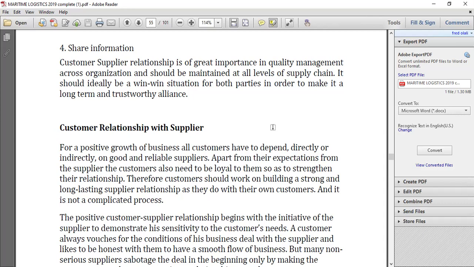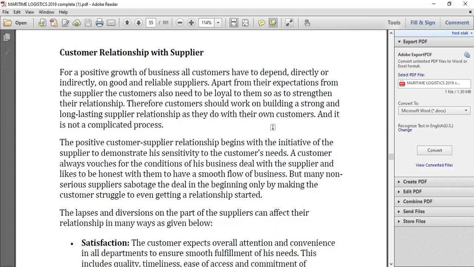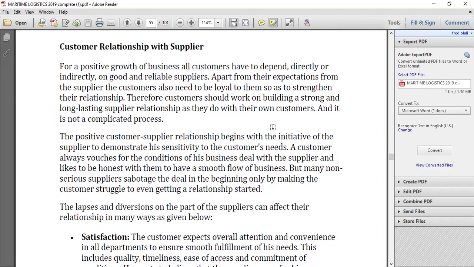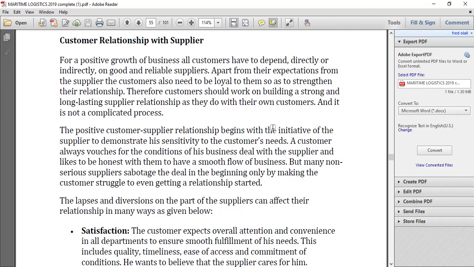It should ideally be a win-win situation for both parties, in order to make it a long-term and stress-free alliance. So, customer relationship with a supplier. For a positive growth of a business, all customers have to depend directly or indirectly on good and reliable suppliers. Apart from their expectations from the supplier, the customers also need to be loyal to them, so as to strengthen their relationship. You need to be a loyal customer.